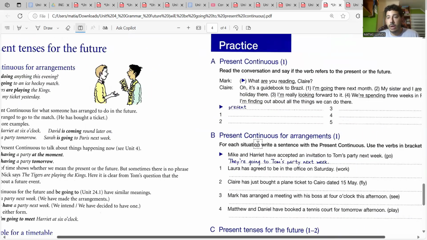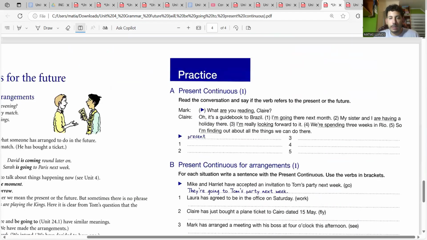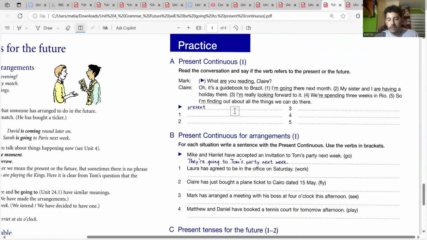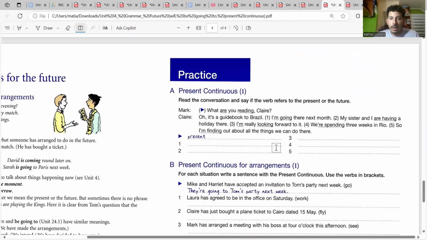So here are the practice exercises. The first one, we have present continuous, and it is about: read the conversations and say if the verb refers to the present or the future.